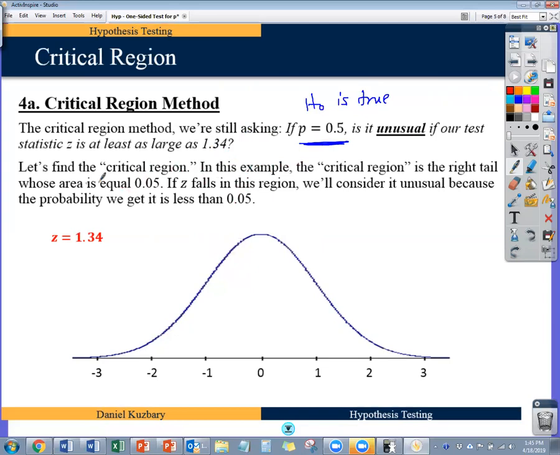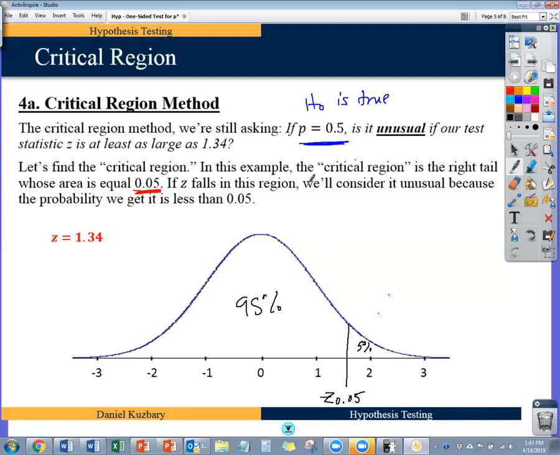So the critical region is going to be the area in the right tail whose area is equal to 0.05. So if Z falls in this region, we're going to call it unusual. And if it's not in the region, we're going to say it's not unusual. So what I'm doing is I'm subdividing this standard normal distribution where I'm going to find some value that'll separate the lower 95% from the upper 5%. And I'm going to say that if Z falls in here, then it is going to be unusual. If it doesn't, it's not unusual. So if Z falls in here, we'll reject H naught. If it doesn't, we won't reject H naught.